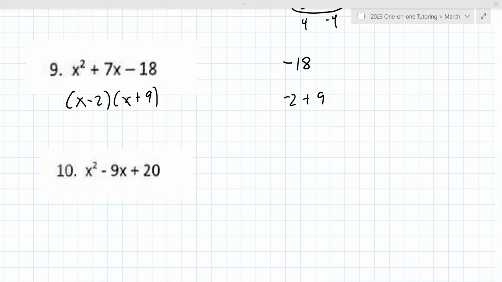Would it be 9 and -2? So they have to multiply to 20. Multiply to 20. Oh, okay. That's key here. So two numbers that multiply to 20, the last number on the right.